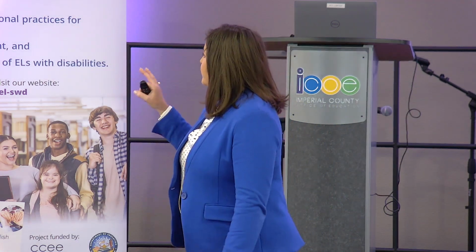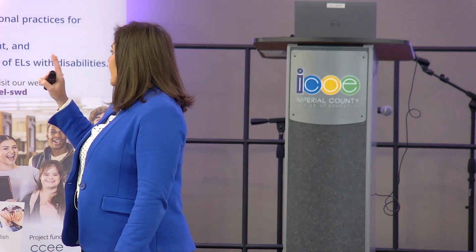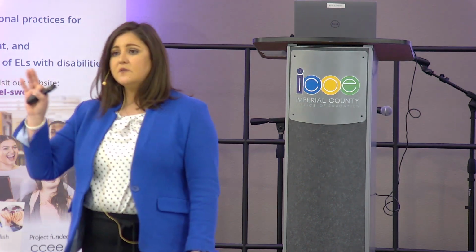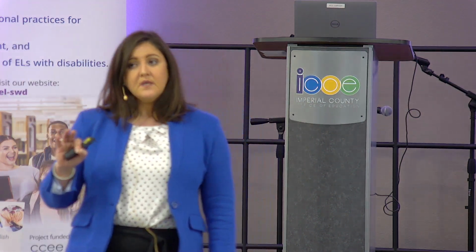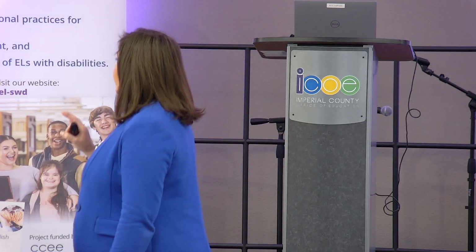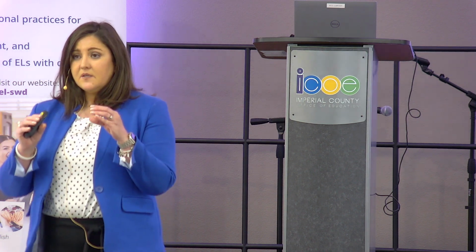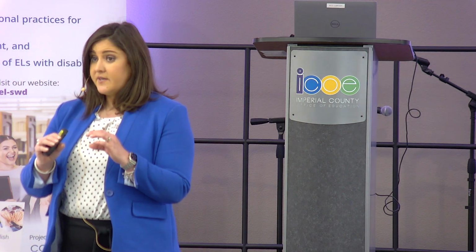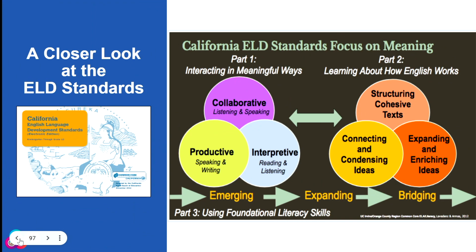So let's take a look at this image, and you'll notice right away that there are 3 distinct parts called out. So I'm going to walk you through part by part. So the first part of the ELD standards, as you can see on this slide, is titled Interacting in Meaningful Ways. And you'll notice these 3 bubbles. Each one of these bubbles contains a small cluster of ELD standards. And if you read the title in each of the bubbles, you'll take note that those clusters of ELD standards are designed to do what that bubble indicates.